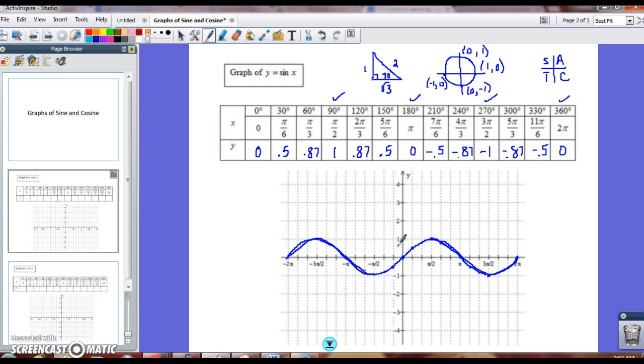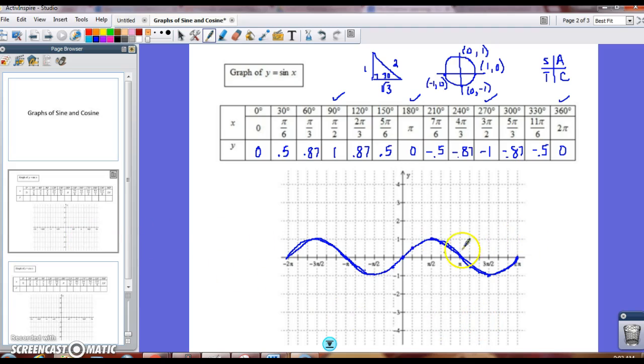We can tell from the graph where it's increasing and decreasing. Okay, we can also tell the values of the quadrantal angles. Those were the first ones we filled out in the chart. The maximum value of y equals sine x is 1. You'll see it doesn't go any higher than 1, and it doesn't go below -1.